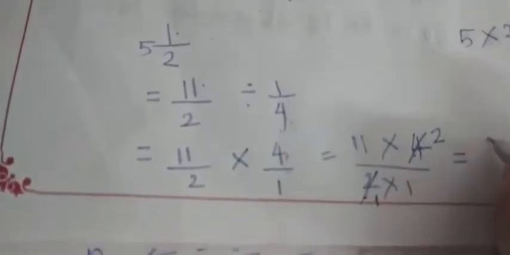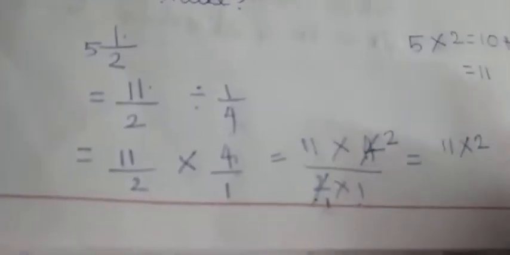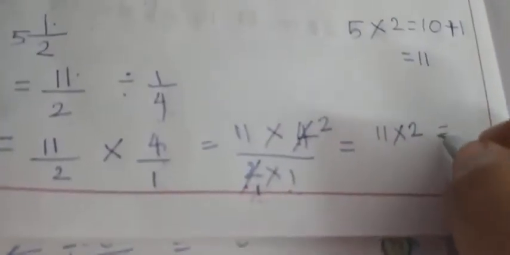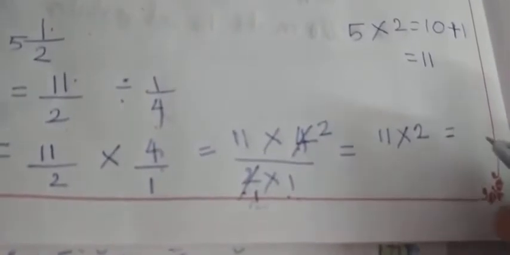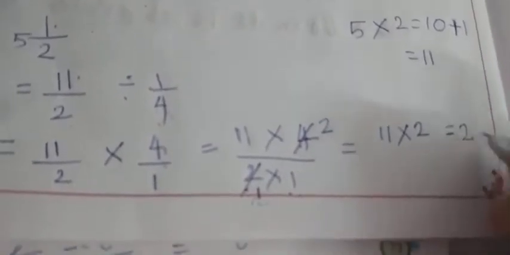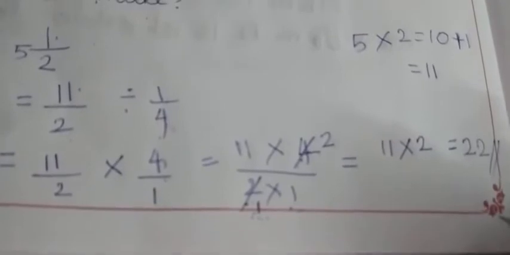Now what is remaining? 11 into 2. Here below the denominator we don't have any number. Already we cancelled. So 11 into 2. 11 2s are how much? 1 11s are 11. 2 11s are 22. So 22 is the answer.